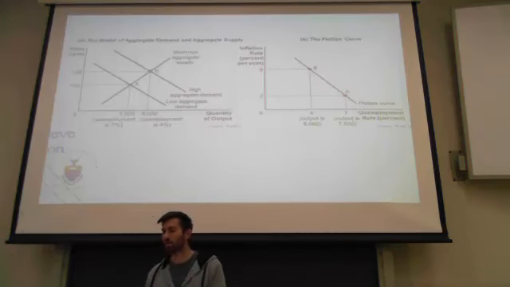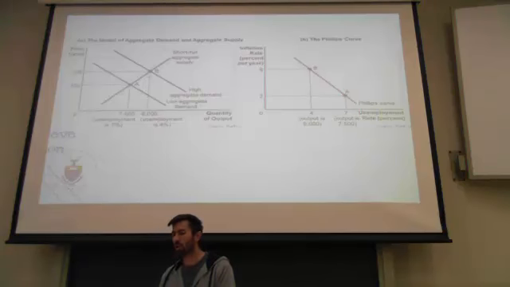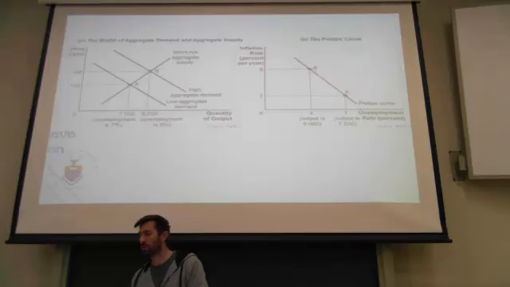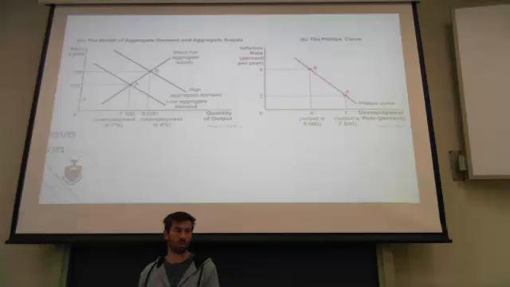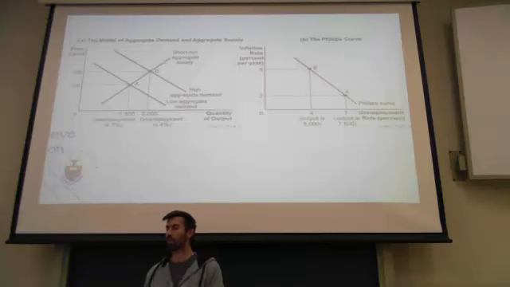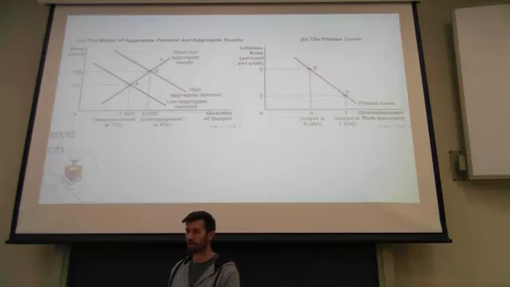Now all we need to know is what happens when we shift. Okay. So what we've seen is that a movement along the Phillips curve is like a movement along the short run aggregate supply curve. You happy with that? So then the question becomes, well, what happens if we shift the short run aggregate supply curve?